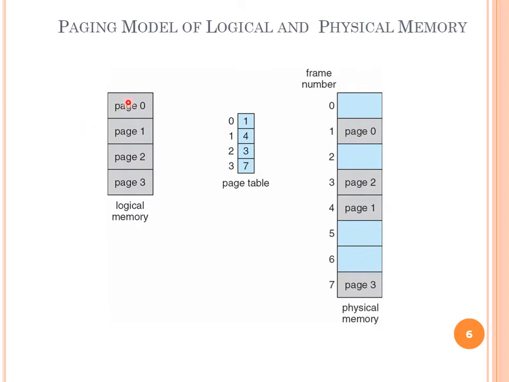For the same process having 4 pages, the figure shows how the logical memory is converted into physical memory. These 4 pages are allocated frame numbers 1, 4, 3, 7 respectively, and we can see in the physical memory that page 0 is allocated frame number 1, page 1 is allocated frame number 4, page 2 is allocated frame number 3, and page 3 is allocated frame number 7. This is how the logical address is converted into a physical address.